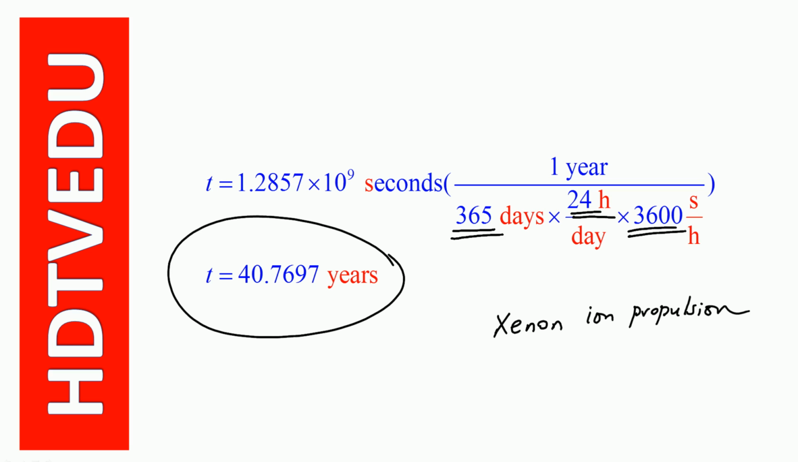So where is this application? This application is found in xenon ion propulsion. It is mostly used in spacecraft. Again, we are not going to get an immediate change.